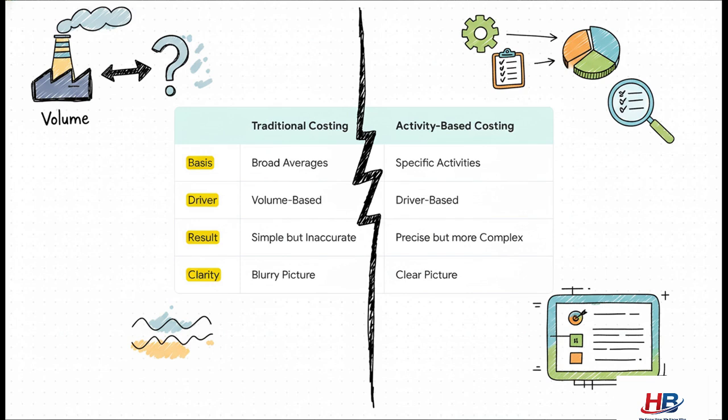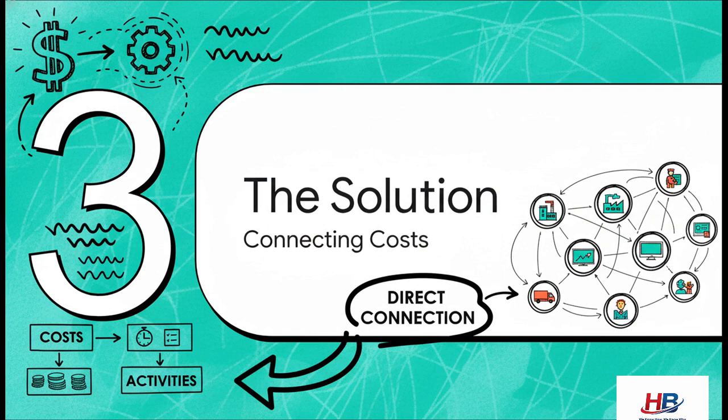The new way, activity-based costing, or ABC for short, is way smarter. It asks, hey, what activities are actually creating these costs? By focusing on the real drivers, it trades a little bit of simplicity for a whole lot of accuracy. It gives you a crystal clear picture instead of a blurry guess. So, how does this solution actually work? Well, it's all about making a direct connection. We've got to link the costs a company has directly to the activities that are actually driving them.